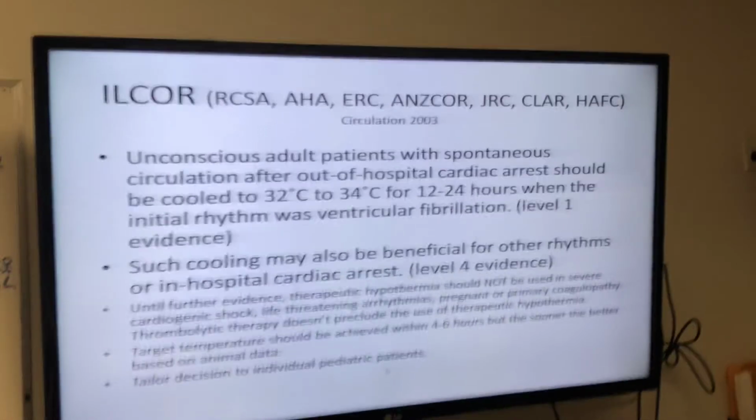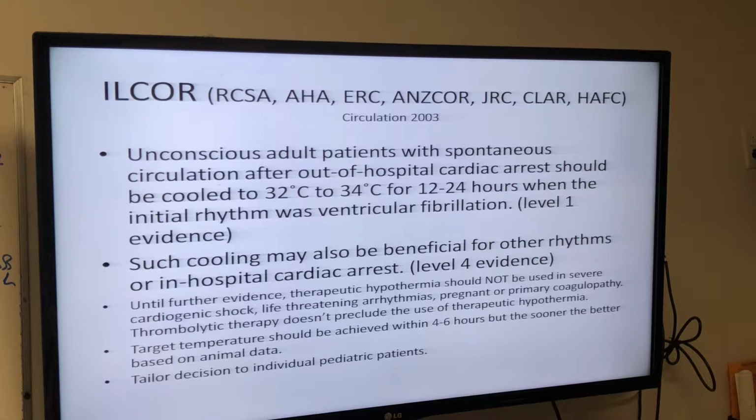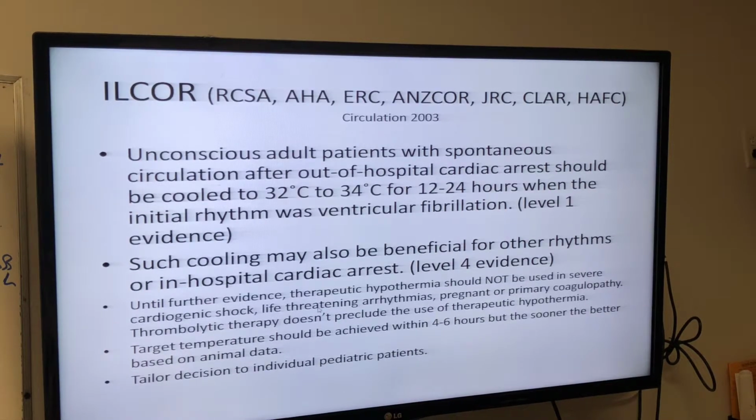And tailored decision for individual pediatric patient. By the way, despite having a lot of failures in the pediatric arena for therapeutic hypothermia, Boston Children's does it all the time. It's the only thing they do for babies who are born in cardiac arrest and had a risk of CP and stuff like that.